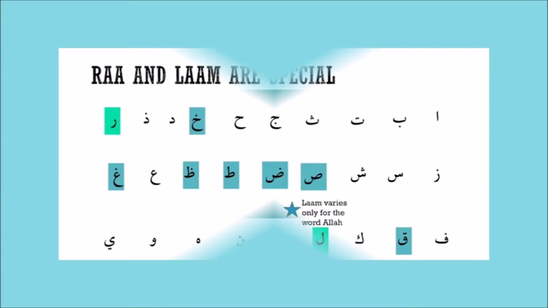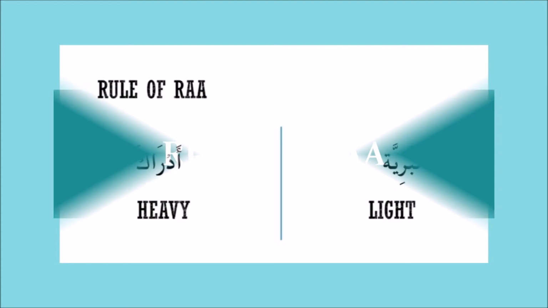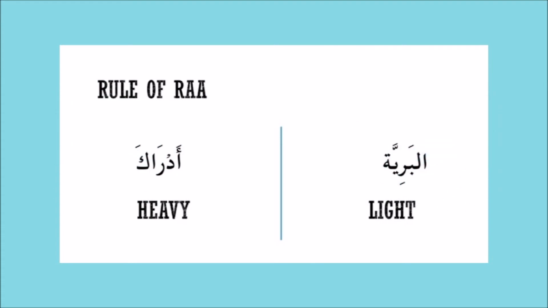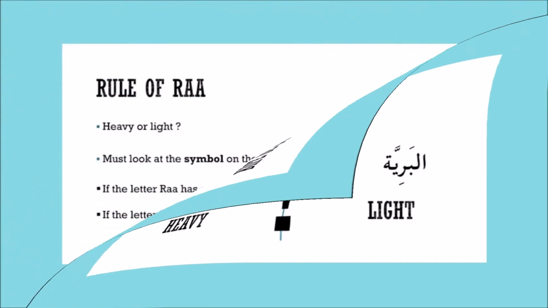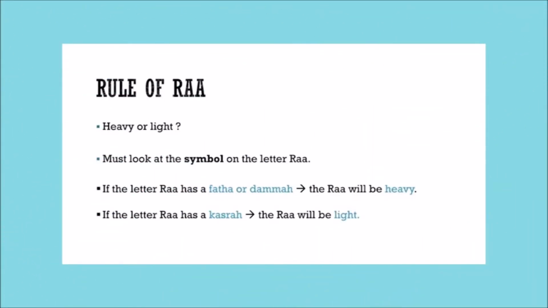Now, let's have a look at the rule of Ra. We have 2 words here, Al-Bariyya, where the Ra is red light, and the word Adraka, where the Ra is red heavy. So what makes one heavy and what makes one light? We have to look at the symbol on the letter Ra. If the letter Ra has a fatha or dhamma, the Ra will be red heavy. But if the letter Ra has a kasra, the Ra will be red light.